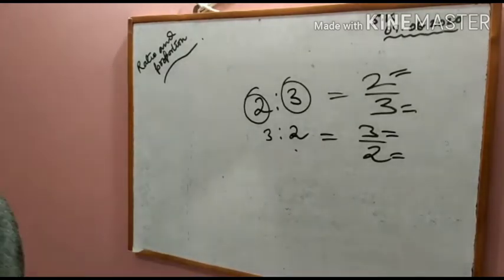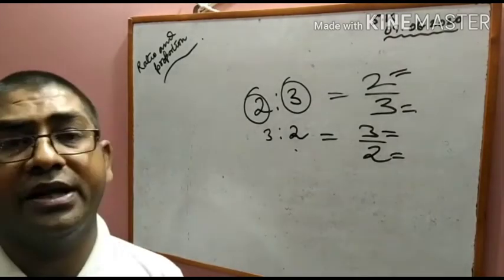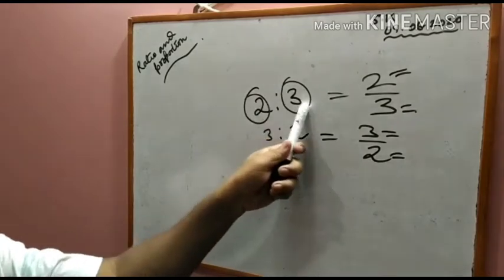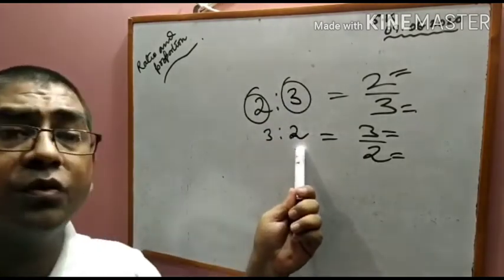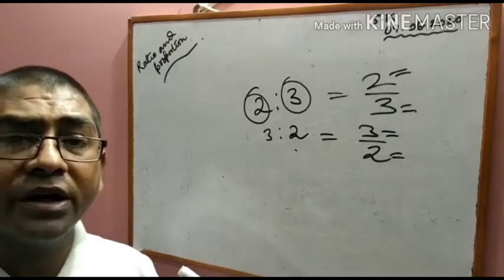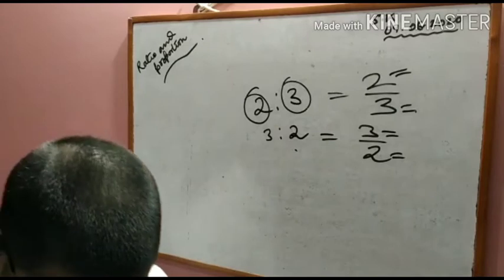Fourth, a ratio is a number, so it has no units. Here we see 2:3 or 3:2. Both of these ratios are pure numbers. They contain no unit.